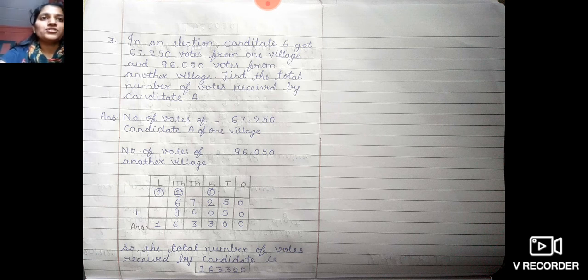In an election, candidate A got 67,250 votes from one village and 96,050 votes from another village. So find the total number of votes received by candidate A. Here, students, we have to find the total number of votes received by candidate A, and he has got the votes from two villages, right?